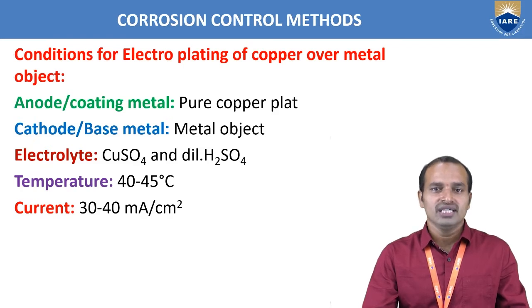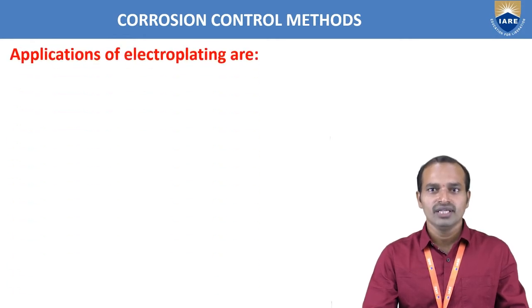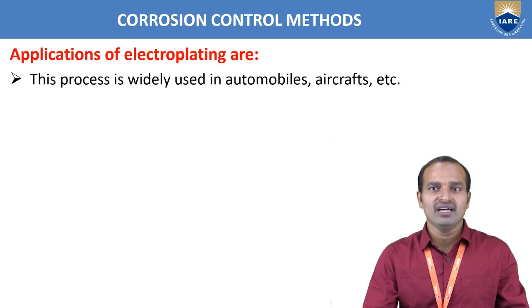These are all the conditions for electroplating of copper. The anode is pure copper and the cathode is the metal object, that is a key, bowl or cup. The electrolyte is copper sulfate and H2SO4, the temperature is 40 to 45 degrees centigrade, and the current is 30 to 40 milliamps per centimeter square. Applications of electroplating: this process is widely used in automobiles, aircraft, etc., and for decorative plating.